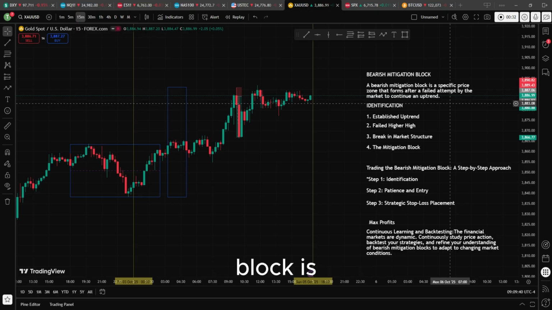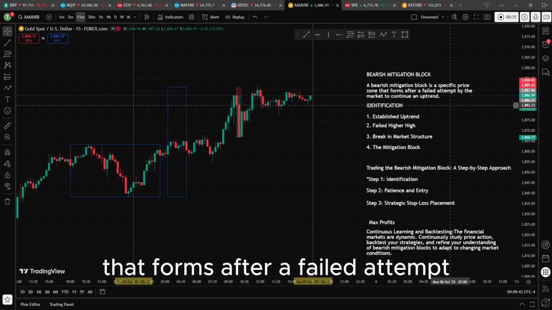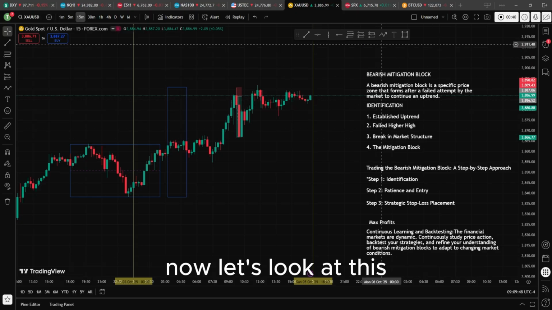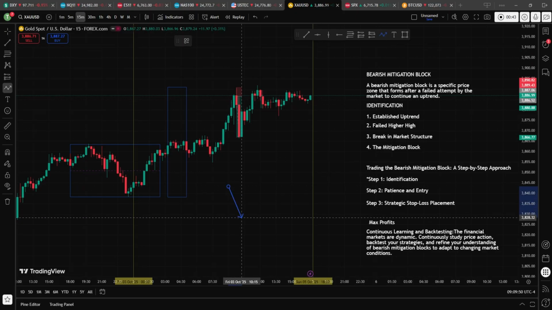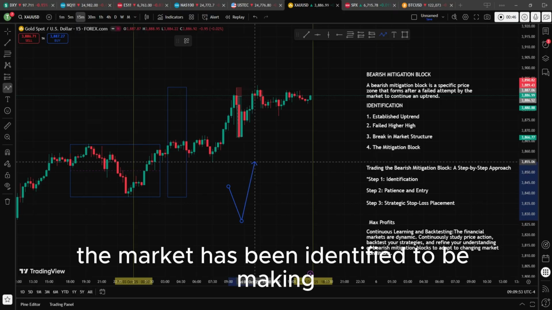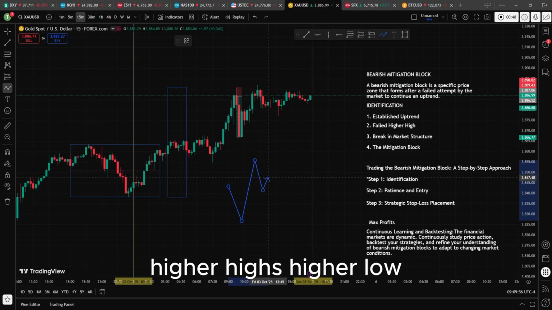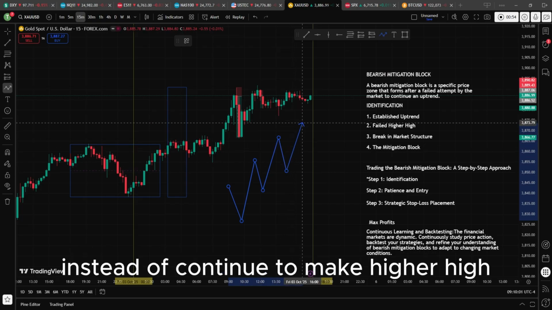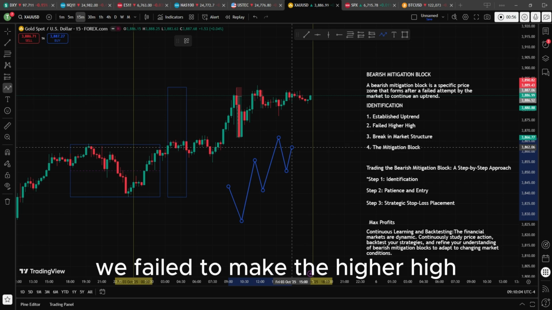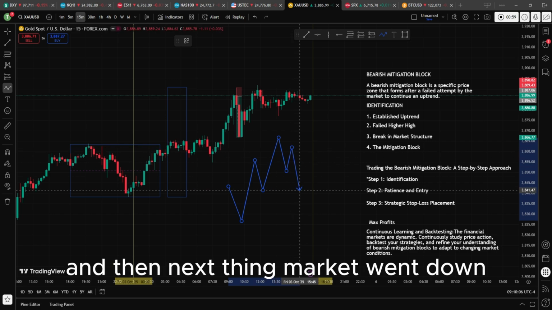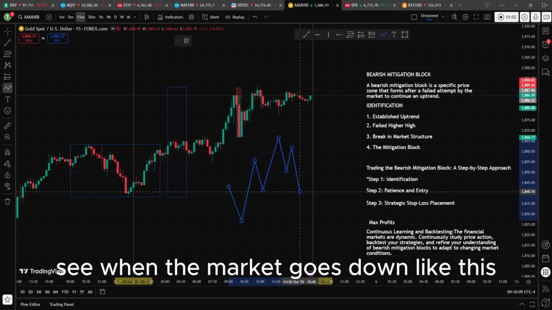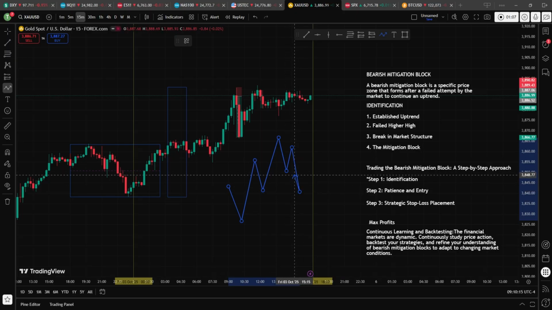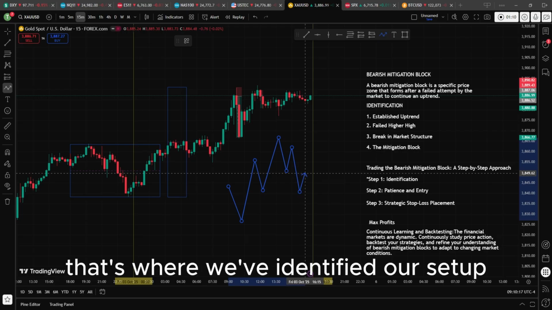A bearish mitigation block is a specific price zone that forms after a failed attempt by the market to continue an uptrend. Now, let's look at this. The market has been making higher highs and higher lows. Only this time, instead of continuing to make a higher high, we failed to make the higher high, and the next thing, the market went down. When the market goes down impulsively over this level here, that's where we've identified our setup.